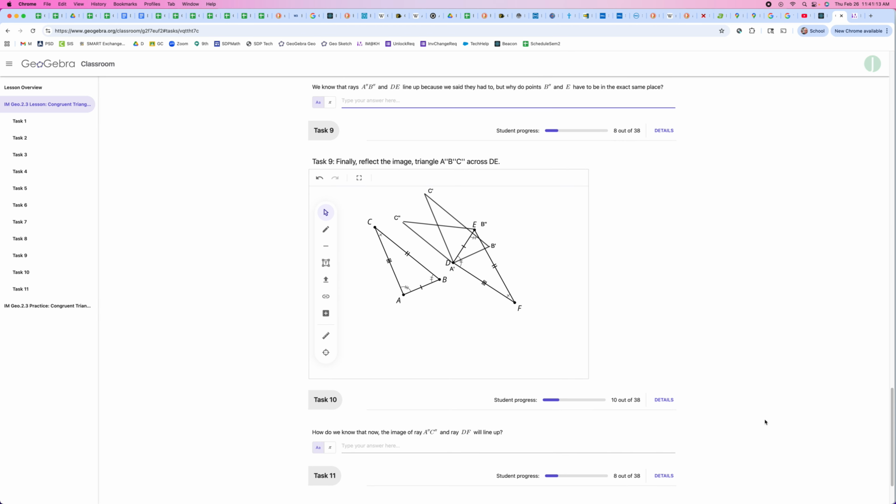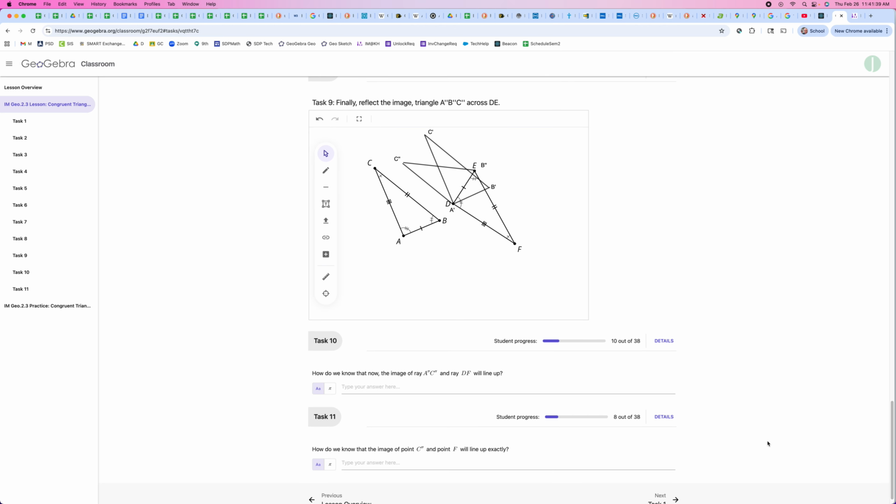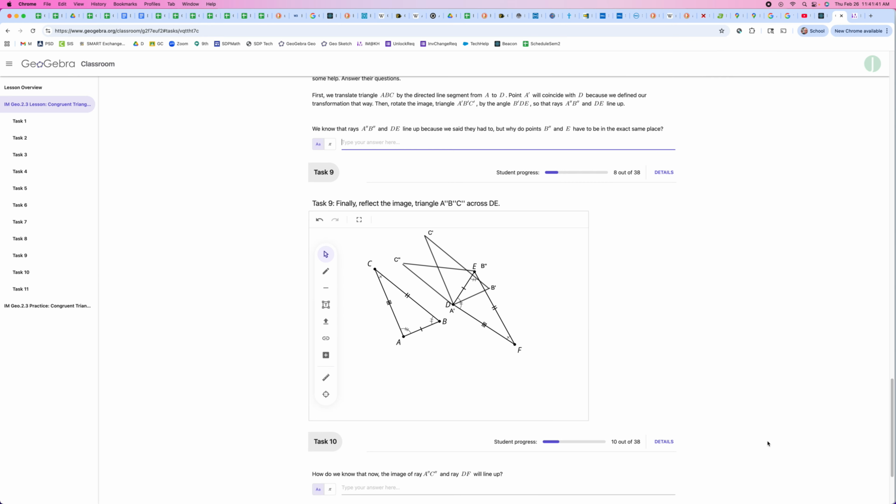All right, so now let's look down at the next question. How do we know that the image of ray A double prime, C double prime, and ray DF will line up? Actually, you know what? That should be C triple prime, because this is C single prime, this is C double prime. When we reflect it, C triple prime lands down here.